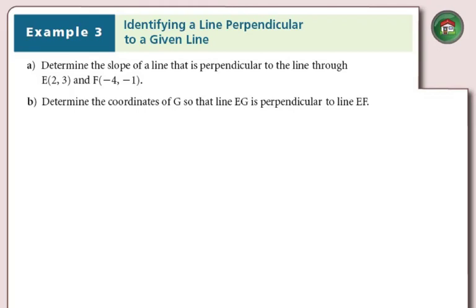So in example 3, we're being asked to find the slope of a line that's perpendicular to a given line. First thing we need to actually know is what is the slope of the line that goes through E and F. So to do that, we'll graph out those 2 points. E is at 2, 3, which would be right here.